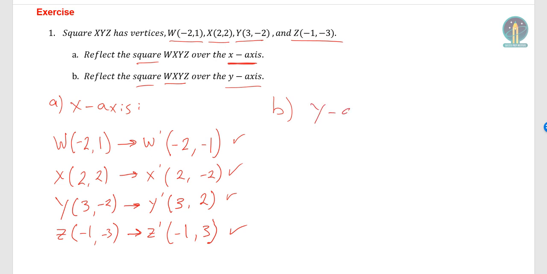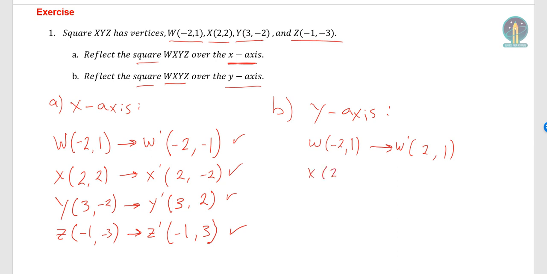So again, the process is very similar. For reflecting over the y-axis, the y component remains the same, whereas the x component gets multiplied by negative 1. So for point W (-2, 1), reflecting over y gives W prime of (2, 1).